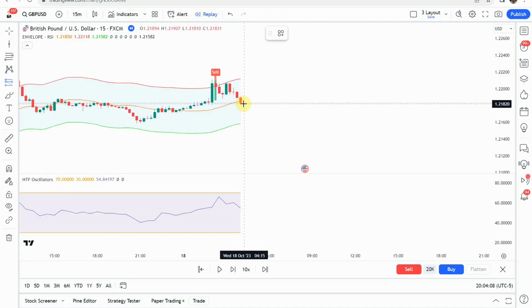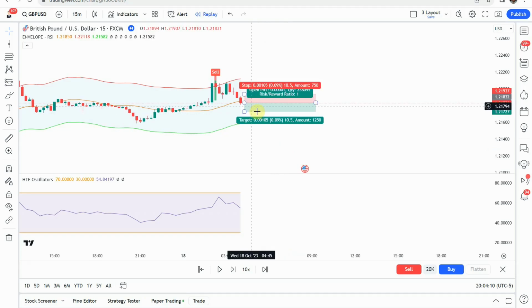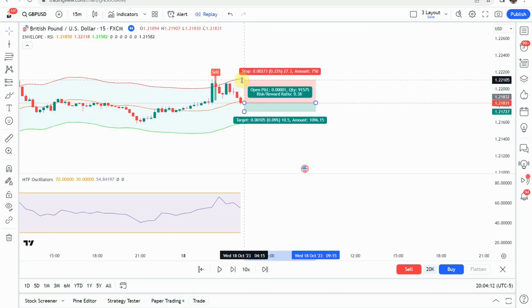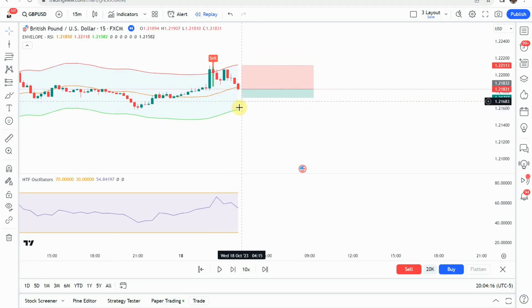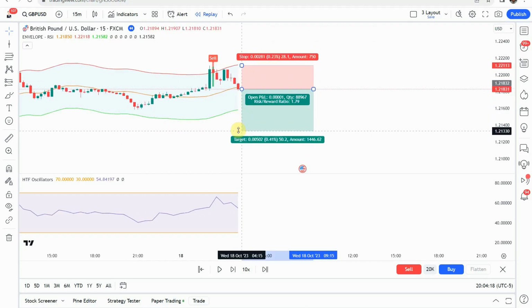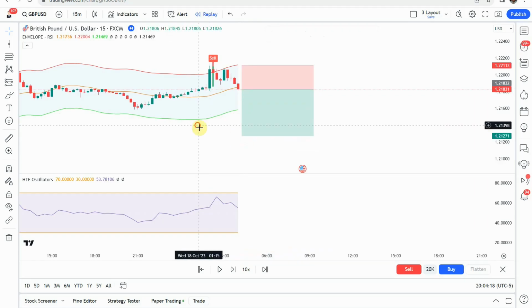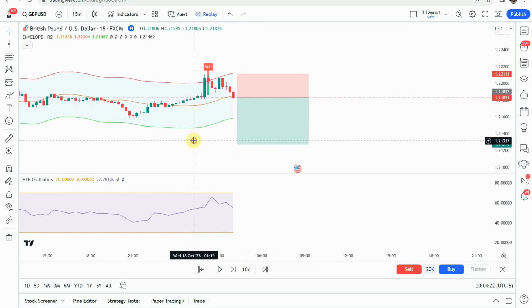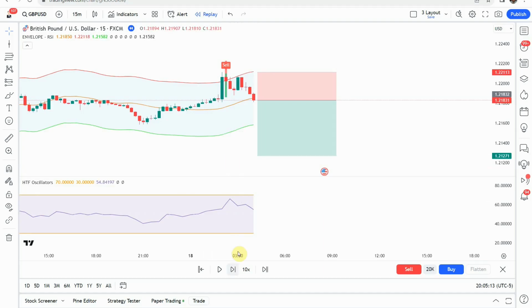We'll set our entry right here, and then our stop is going to go to the top of the envelope there, and then we are going to target a 1 to 2 risk reward, so like this right here. Let's go ahead and play this forward and see what happens.